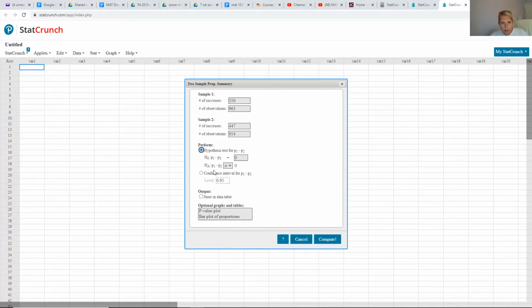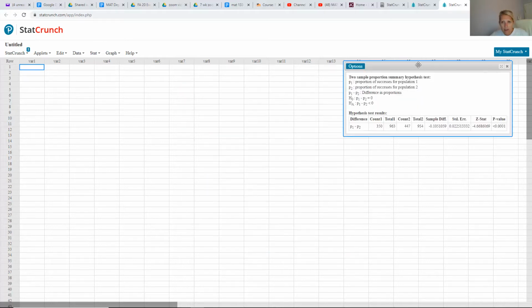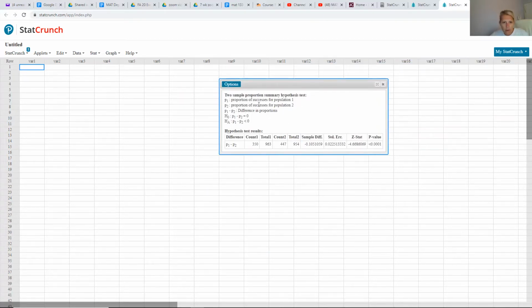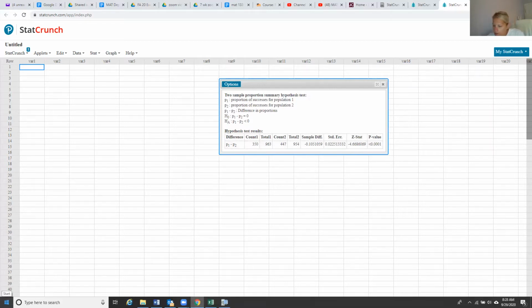And notice that it says P1 minus P2. And that's because if you were to compare and put P2 on the other side, it would be P1 is greater than or less than P2. So we want this difference to be less than 0. Okay, we're thinking that P2 has a bigger proportion than P1. Okay, so we're going to hit compute, and it gives us this printout right here. It validates what we were testing, and there's our Z statistic. It's a negative 4.67.